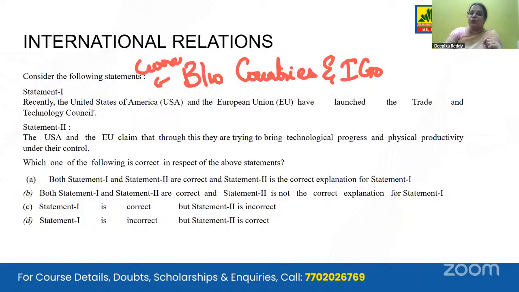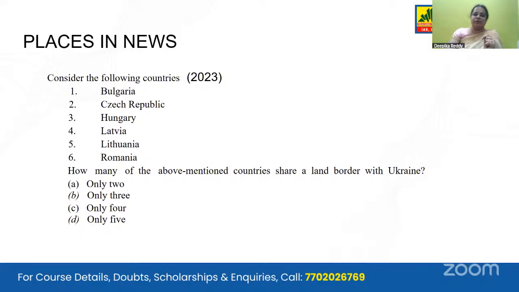So if you have to focus on IR, focus more from a current affairs perspective. However, for India's foreign policy, you need to know everything from our independence till date. What was our foreign policy? What are the different milestones, and why did we adopt these changes over a period of time? Now, this is a question on places in news.